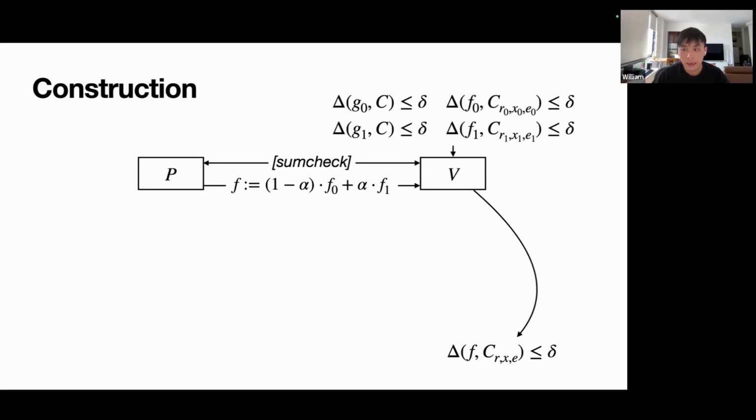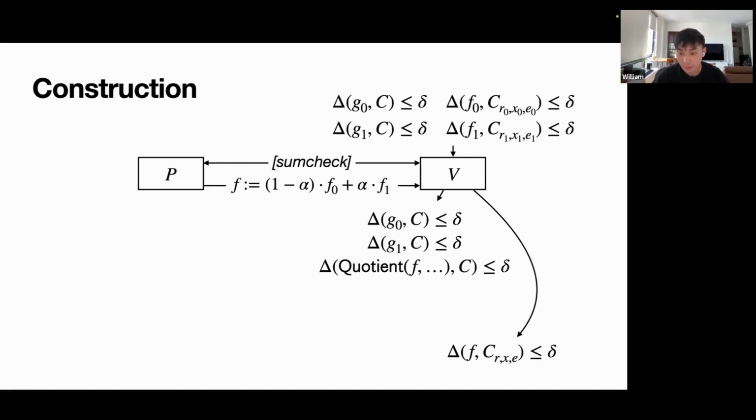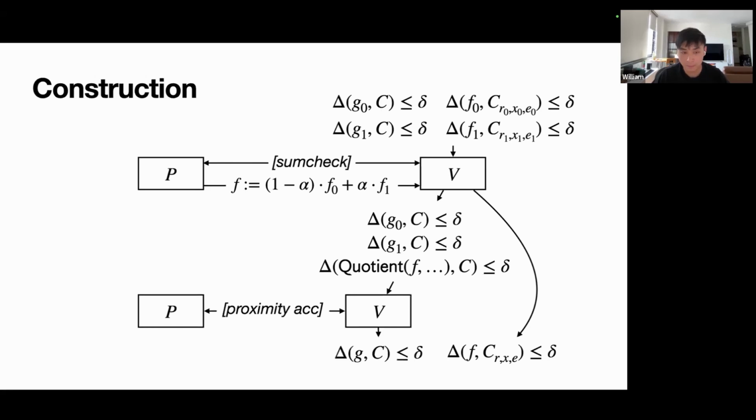And additionally, the verifier is going to forward both of the initial standard proximity claims as well as this new proximity claim for the quotient of F. And now we can run our original many-to-one reduction for Reed-Solomon proximity claims to compress these three things into one. As a result, we end up getting a single standard proximity claim and a single algebraic proximity claim, which we can continue to accumulate in the future.